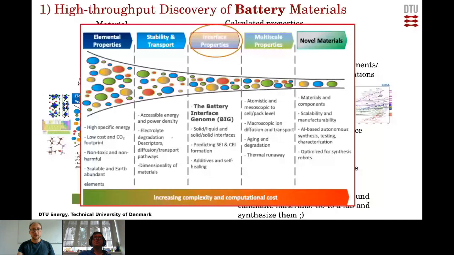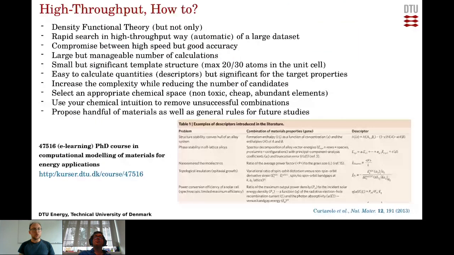So in a short how-to for high throughput, here I'm going to show you density functional theory calculations, but you can also use other kinds of methods. You need to find a way to search rapidly through a large data set. Possibly this should be done automatically. It's a compromise between high speed and good accuracy. We cannot produce super accurate calculations because the calculations would be too expensive. But at the same time, we don't want to have very bad setups or very bad calculations because they will not be representative of our systems.